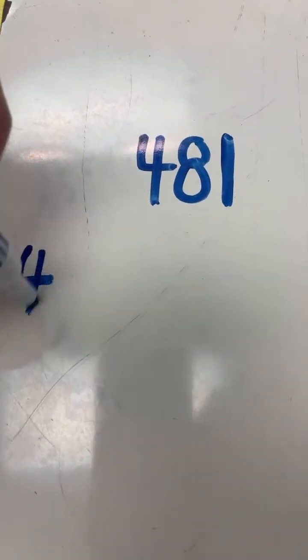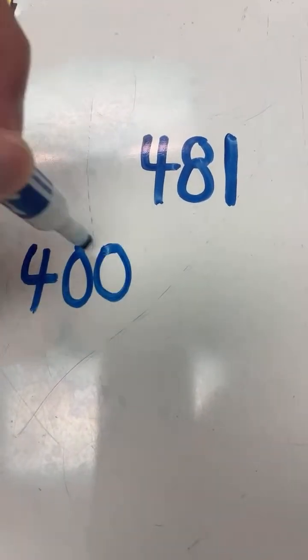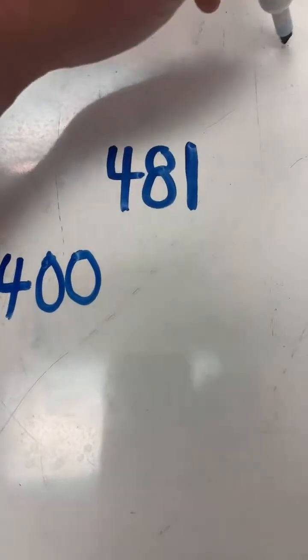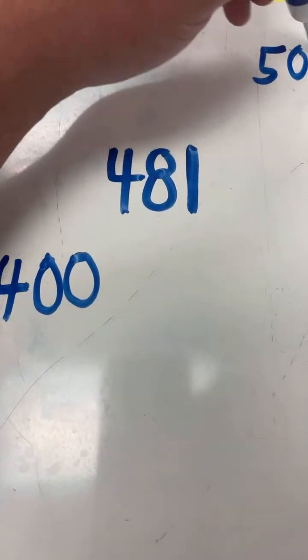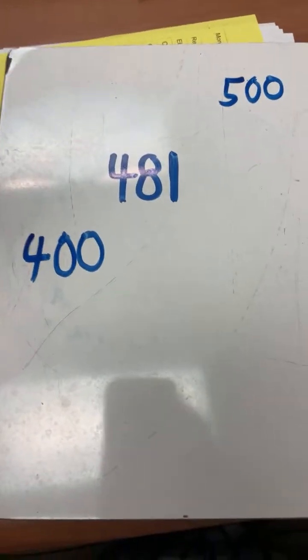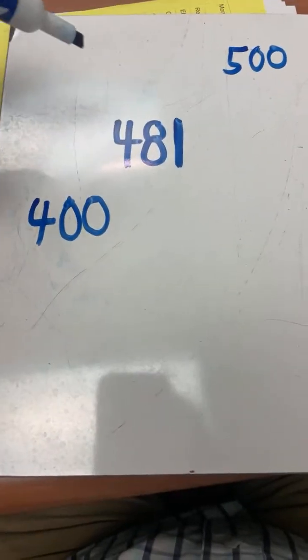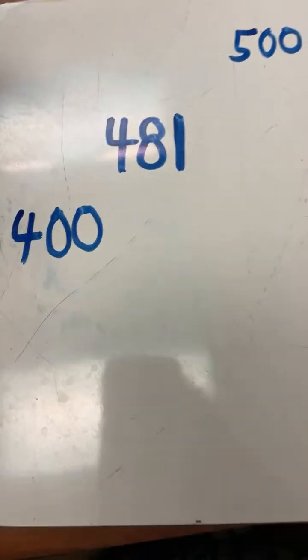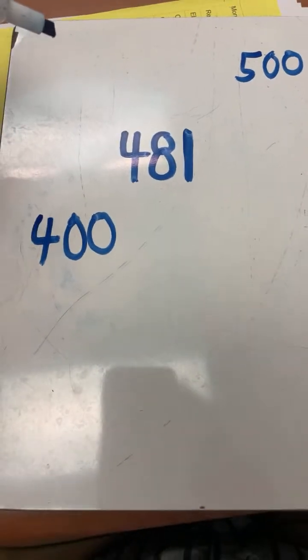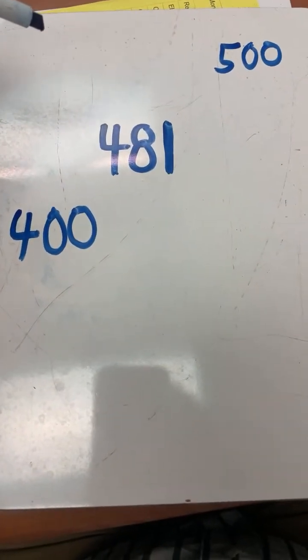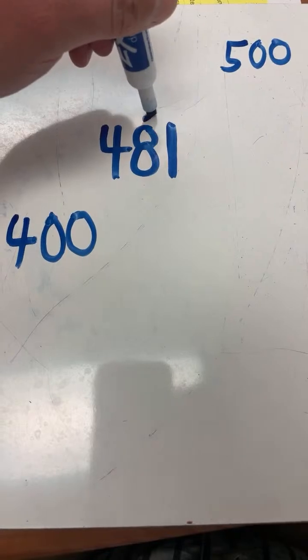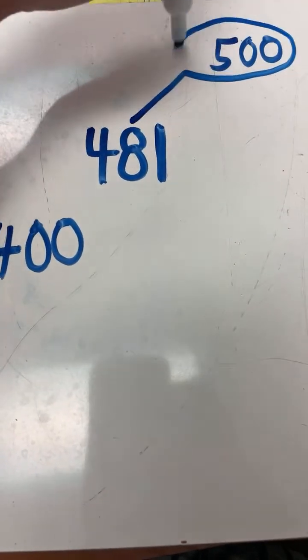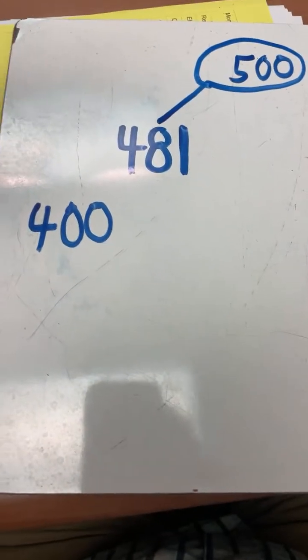So 481 is between 400 and 500. Somebody put an answer in the chat. We're about to see if they're correct. So 400 and 500 are the 2 closest. We want to look at the digit in the tens place. The digit in the tens place is an 8. Because the digit in the tens place is 5 or more, we round up. So 481 rounded to the nearest 100 would be 500.